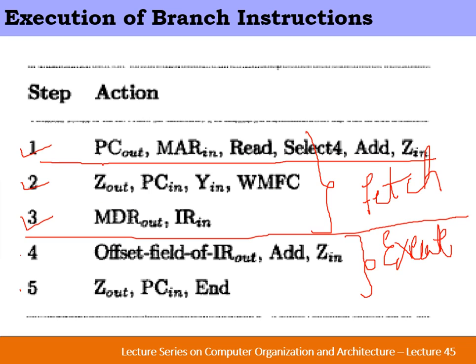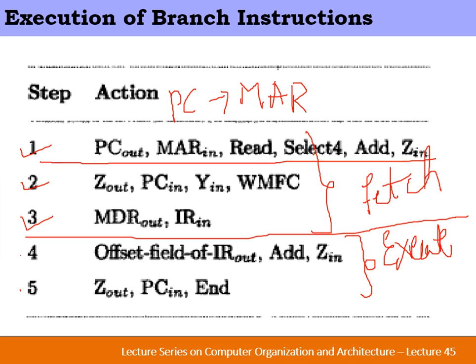Step number 1 is copying the content of the program counter to the memory address register. If the address needs to be copied to the memory address register, then the PC out control signal must be equal to 1 and memory address register in must be equal to 1. This copies the content of the program counter to the memory address register and makes it available to the memory address bus. Simultaneously, we enable the read control signal in order to fetch that instruction from the desired memory location.